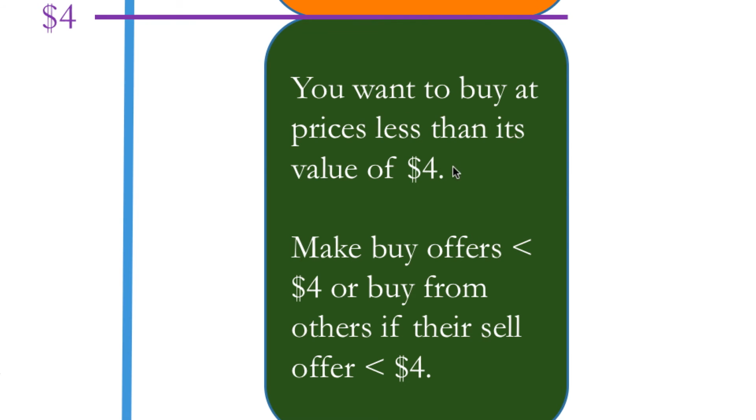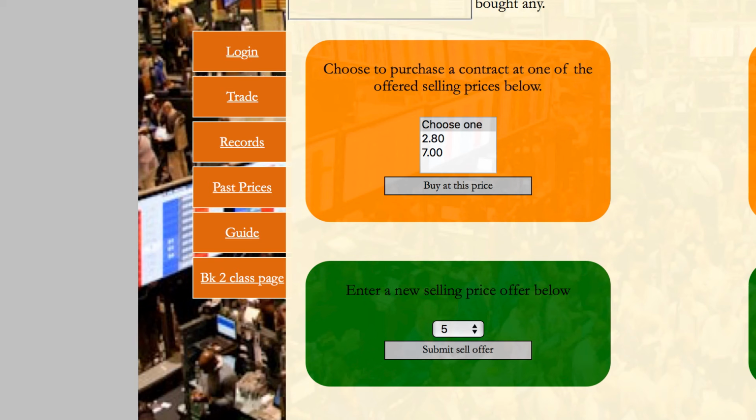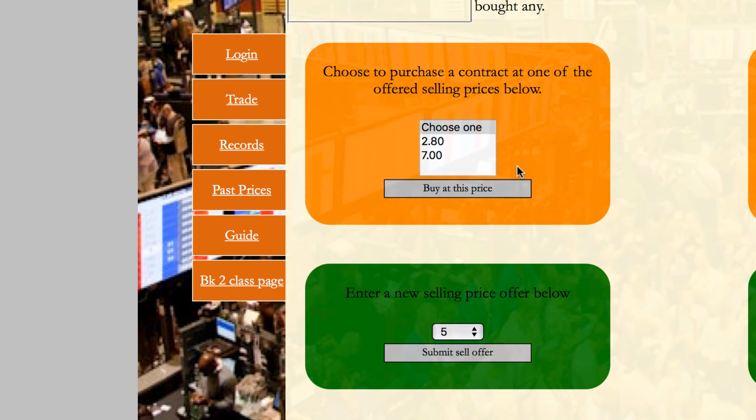Now, if we value the contract at $4, we want to buy at prices less than the value of 4. So I want to make buy offers to other people for less than $4, or buy from other people if their sell offer is less than $4. So let's see if we can make that happen. Remember, I want to buy at a price less than 4 because I think the contract is worth 4.